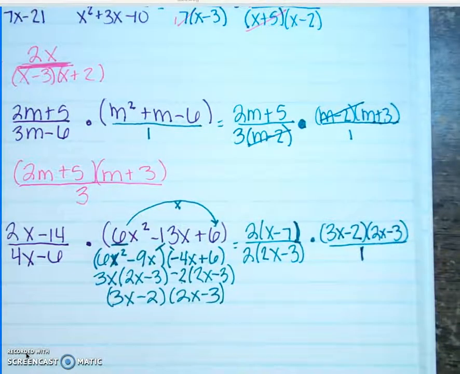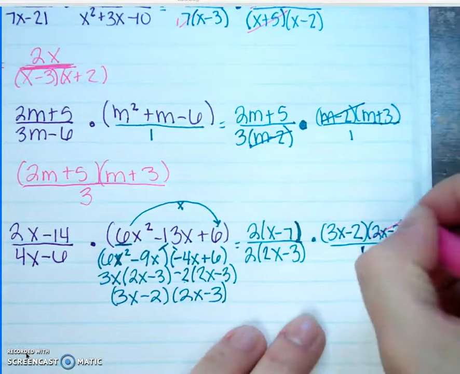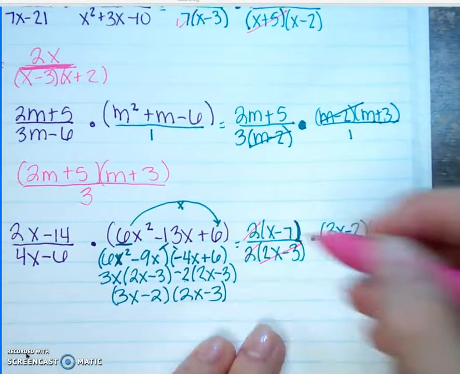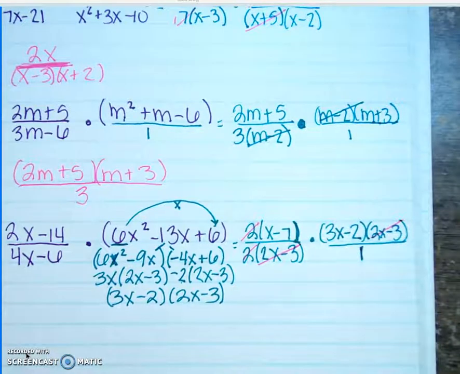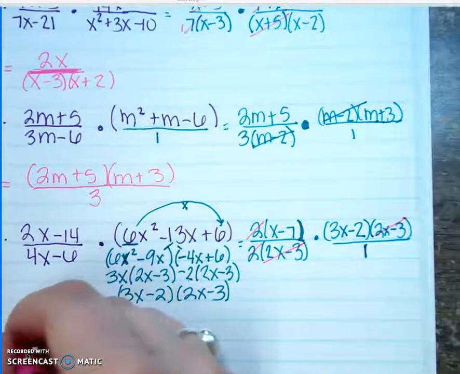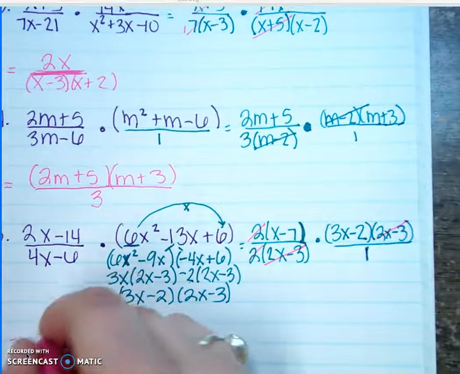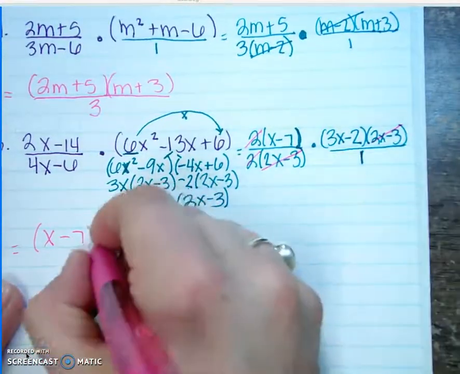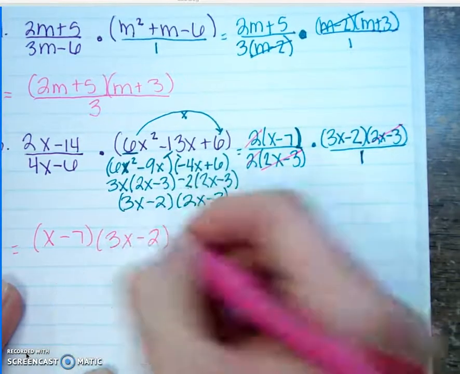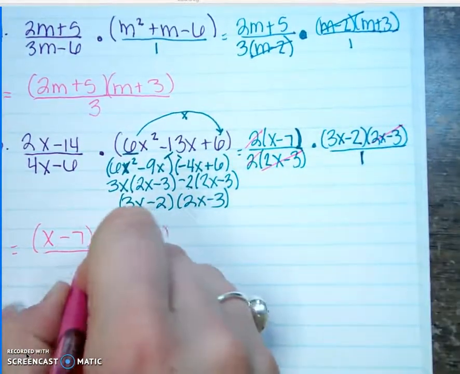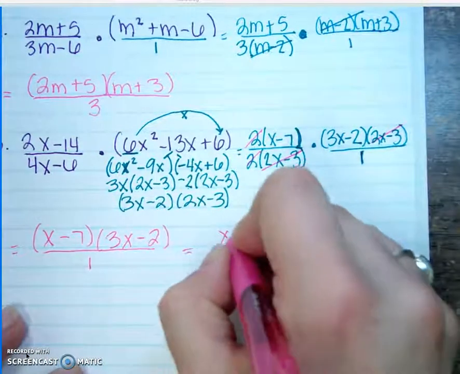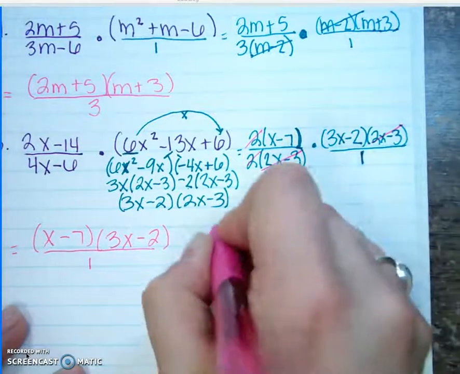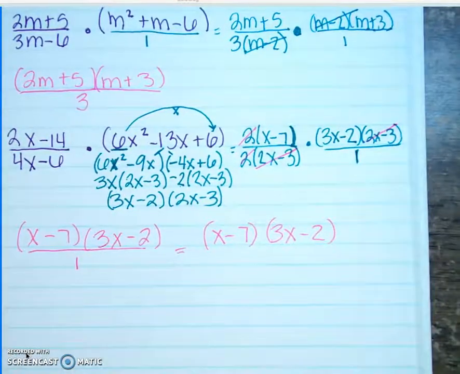Cross out what you can. I could cross out this 2x minus 3. I can divide out that 2. And then I'm good. So I have left on top x minus 7 times this 3x minus 2 over 1, which is just x minus 7, 3x minus 2. Perfect.